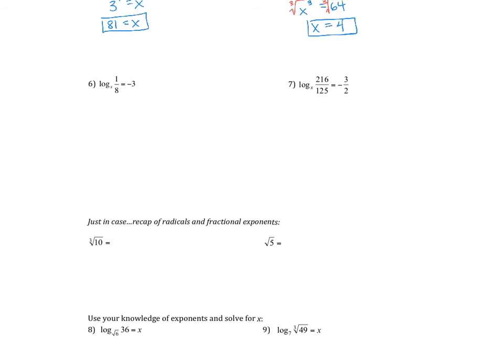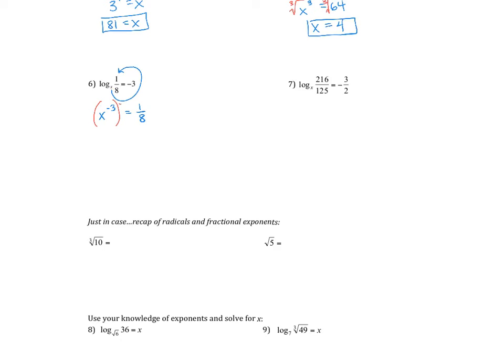Okay, so in number 6, we have an equation that's in logarithmic form. So what we're going to do is rewrite this in exponential form. So I'm going to start with my base of x, and I'm going to rewrite this. So I have x to the negative third power equals 1/8. So to get x by itself, I'm going to raise both the left and the right side of my equation to the power of negative 1/3.